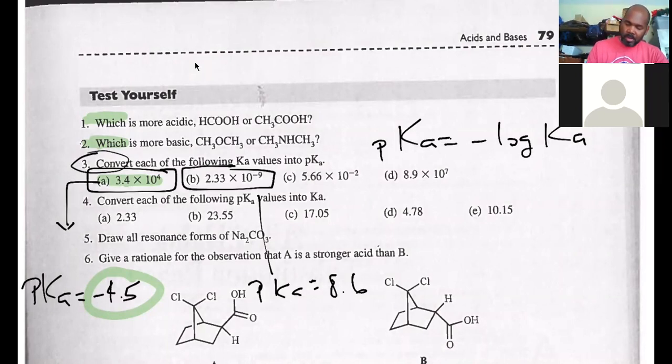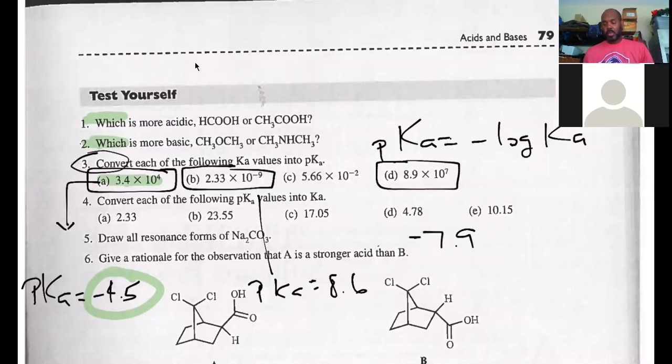All right. What about here? Let's do D. It's 8.9 times 10 to the 7th, and we're doing negative log of that. What do you got? It should be almost about 3 times what the other one was. It's negative 7.9. Yeah, so about 2.5, close to 2 times. So the pKa you said is negative 7.9. Yes, sir. Okay, good. So that's how we interconvert between those values, right?